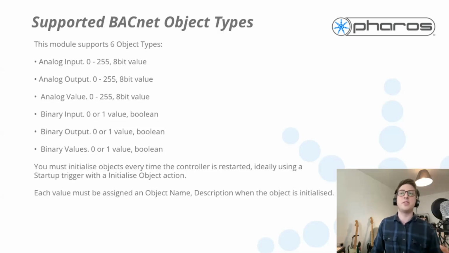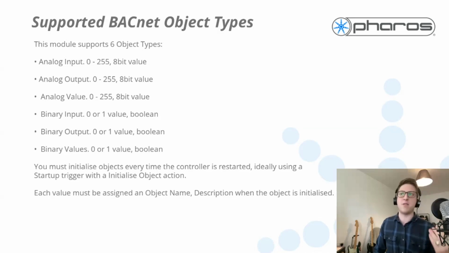The different values that we support are listed on screen right now. So we have analog inputs, analog outputs, and analog values. Inputs and outputs can be thought of pretty much like an input and output on a Rio or something similar to that. But the value types that we support are all 8-bit integers. So we have a range of 0 to 255.